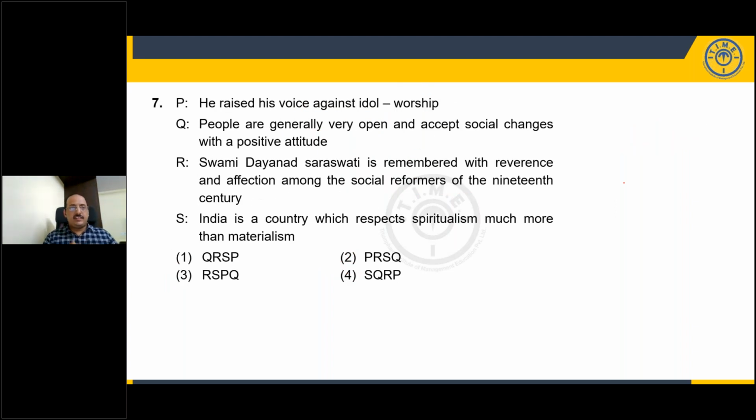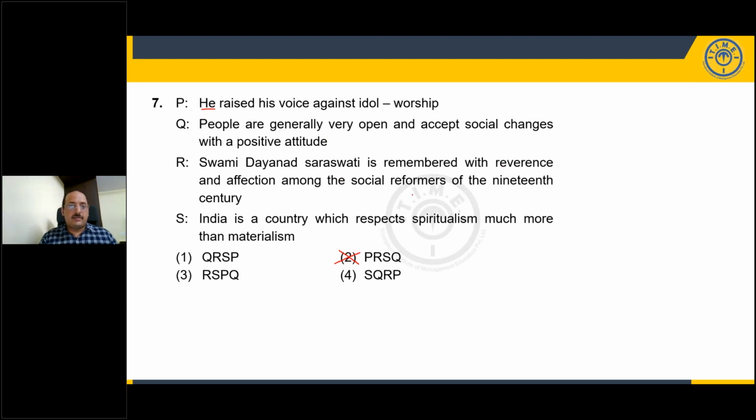Okay, now let's try the seventh one. Okay, he raised his voice against idol worship. So worship of idols, this he has to be somebody. So very clearly, P cannot be my first line because I need to see who the person is. People are generally very open and accept social changes with a positive attitude. Swami Dayanand Saraswati is remembered with reverence and affection.